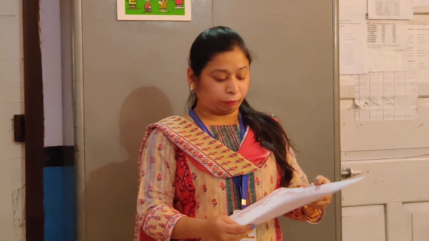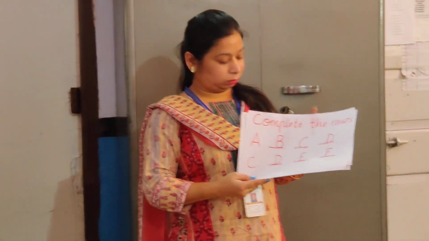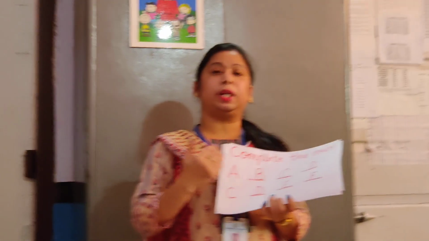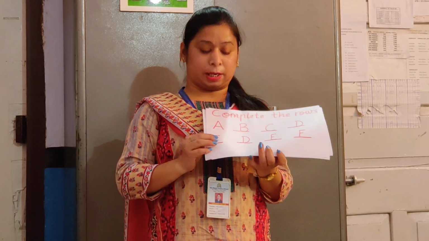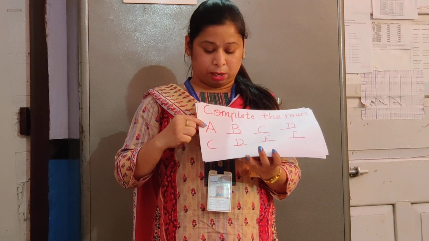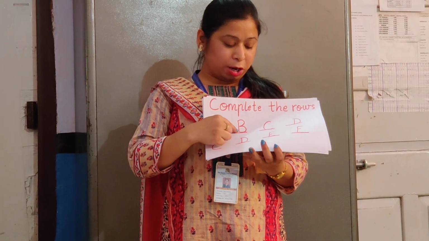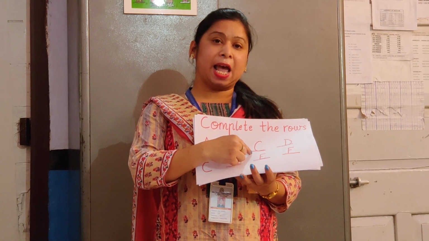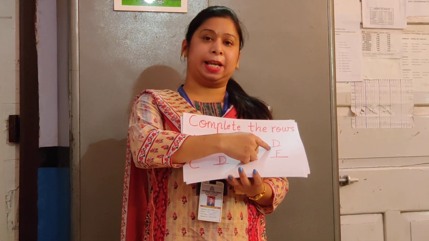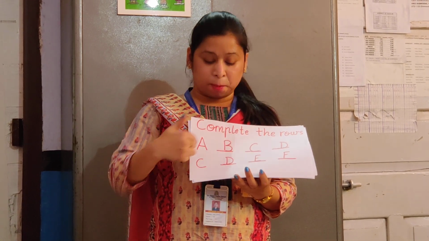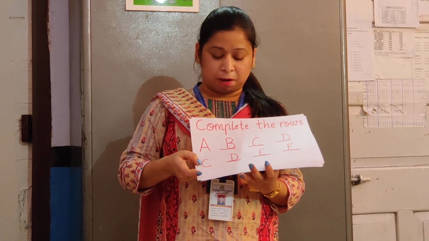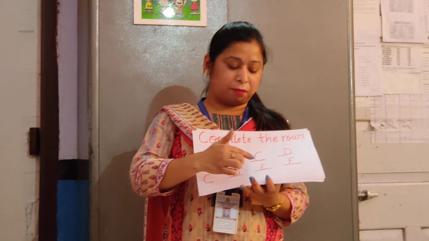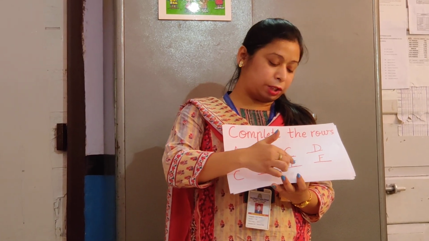Now, we go to the next topic. Complete the rows. Complete the rows means you see the letter and then you write the next letter. You go on writing the next letter. Like A. What comes after A is B, what comes after B is C, and what comes after C is D. This is the way you complete the rows. You complete the line. C. What comes after C is D, what comes after D is E, and what comes after E is F.